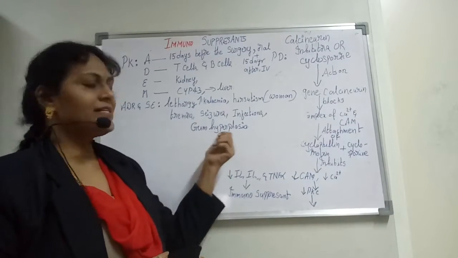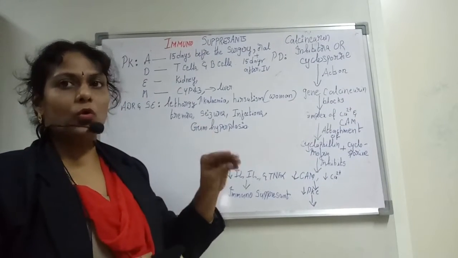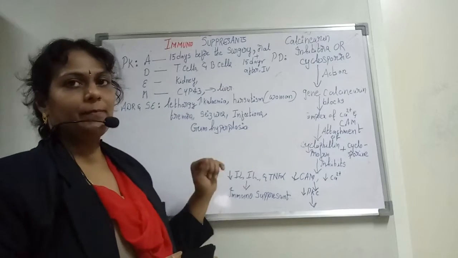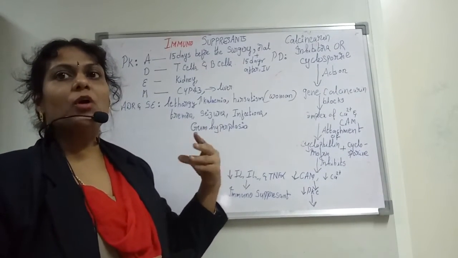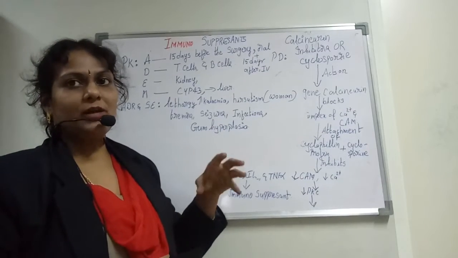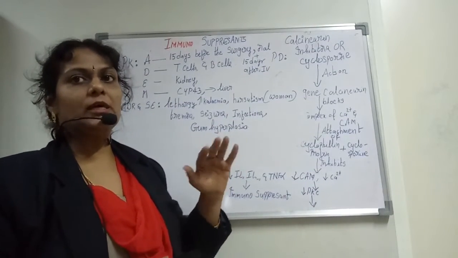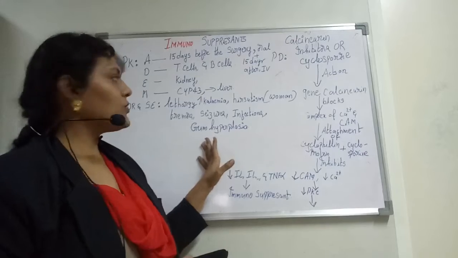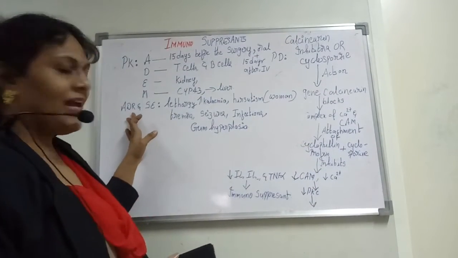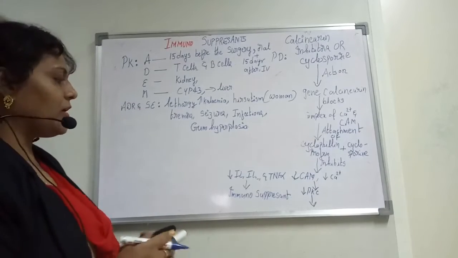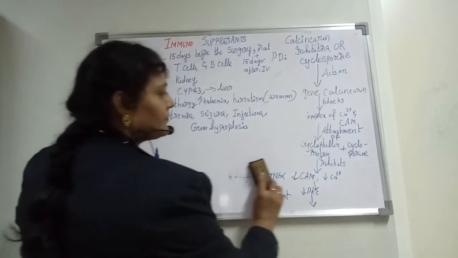We know that hyperplasia is nothing but abnormal growth. Here gum hyperplasia means abnormal growth on the gums which are attached to the teeth. The teeth and the gums are in the same category. So these are the different side effects which can be seen here, the ADRs and the side effects. And now we'll go to the next category.